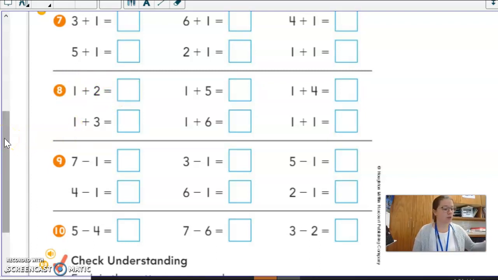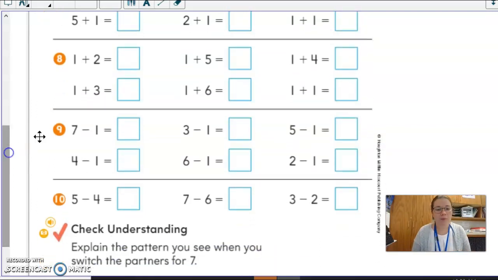Very good. Okay, let's see, number 9, I'm starting to see that the sign has changed. So now we're going to be doing subtraction. So 7, take away 1. We're just taking 1 step down, okay? Just the number before.